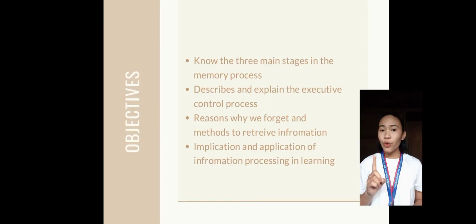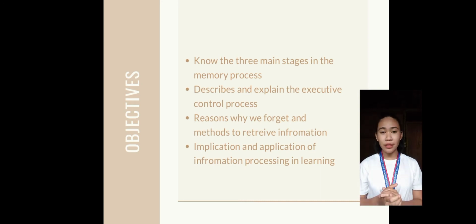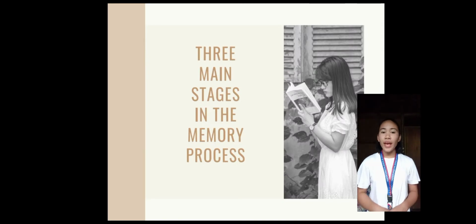Objectives. Know the three main stages in the memory process, describe and explain the executive control process, reasons why we forget, and methods to retrieve information, implication and application of information processing in learning. So first, we have the three main stages in the memory process, and these are the sensory register, short-term memory or working memory, and long-term memory.